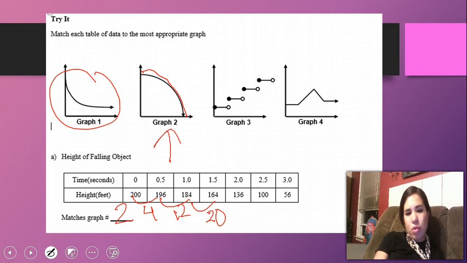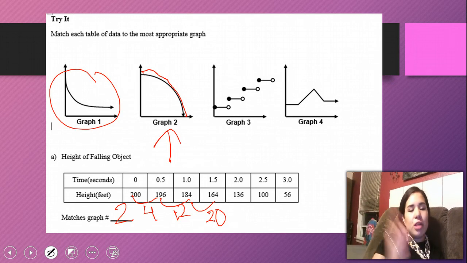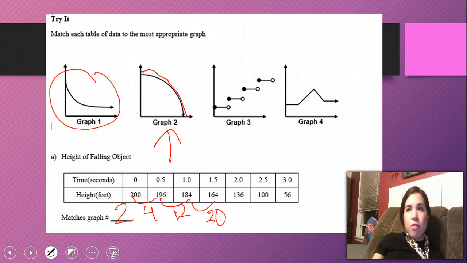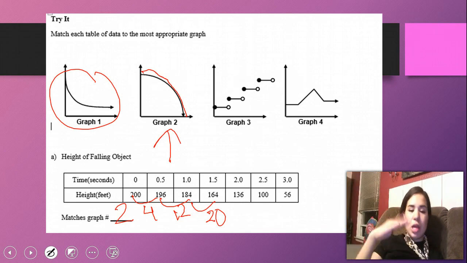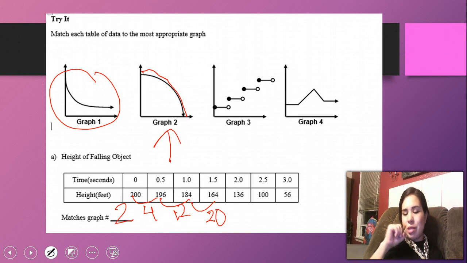Now, why not graph 3? Graph 3 would be sort of like where you have intervals for something. Like, for example, the first thing that comes to mind is like at the post office. From a certain weight to certain weight, a package will cost a certain amount of money. And then from a certain weight to a certain weight, it goes up to $3 more or whatever. So that's kind of what graph 3 would be matched up to. In graph 4, it's saying it stays steady, then goes up, and then goes down, and that's not what we saw at all in this graph.